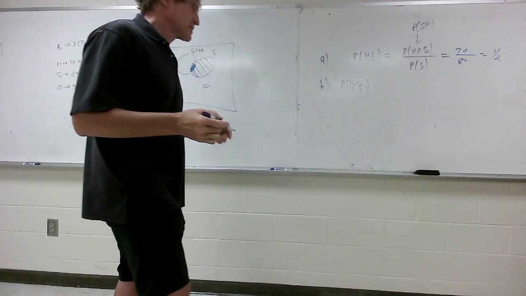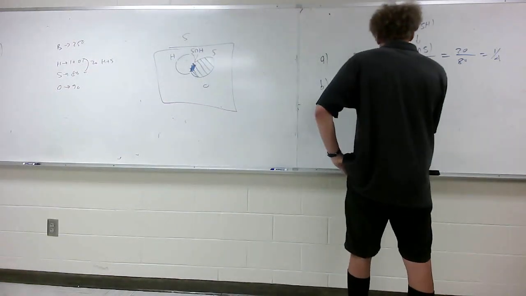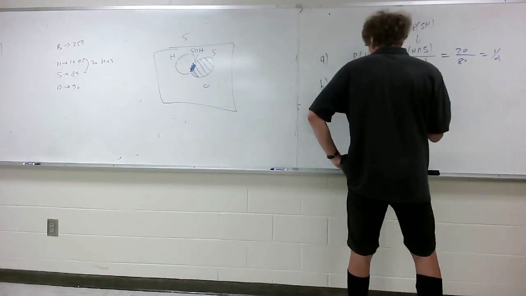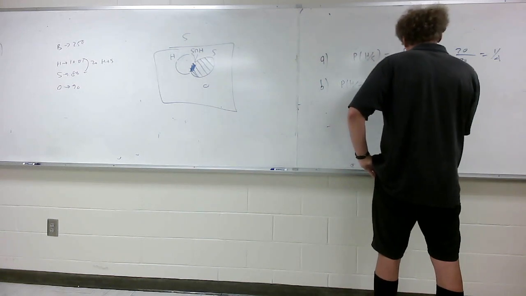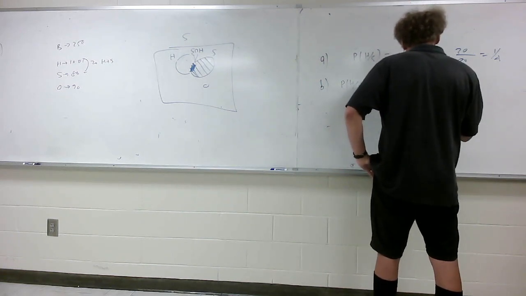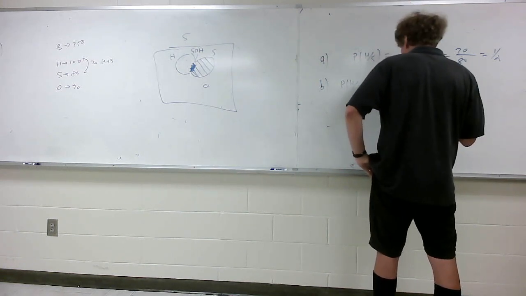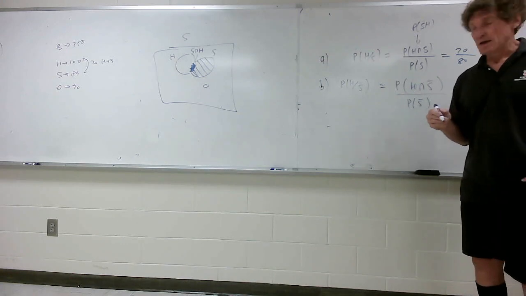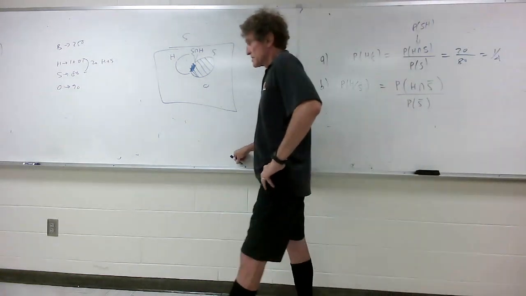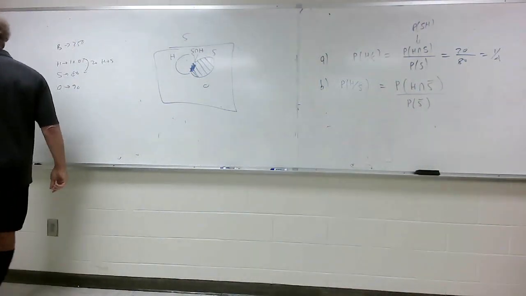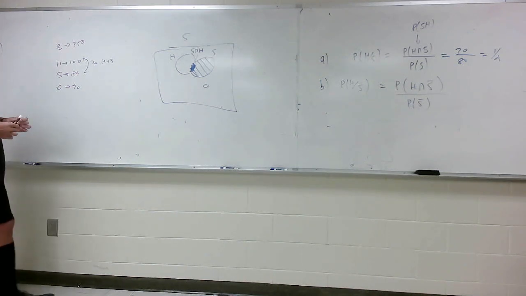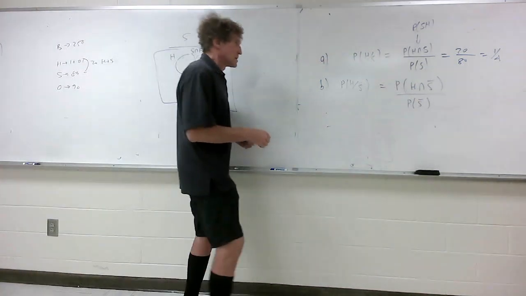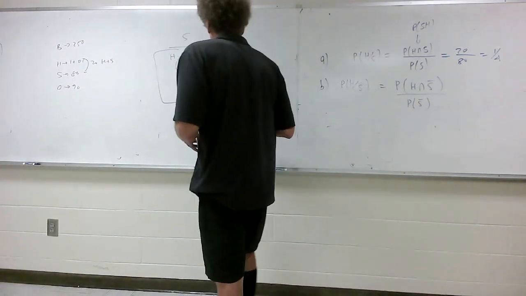But really, what are we talking about? This is the probability of history intersecting with science bar, anything that isn't science, divided by probability of science bar. I hope everybody follows me on this. And if you look at this, I'm going to try this with this. There's a couple ways to write this.